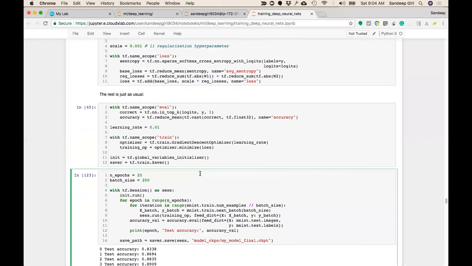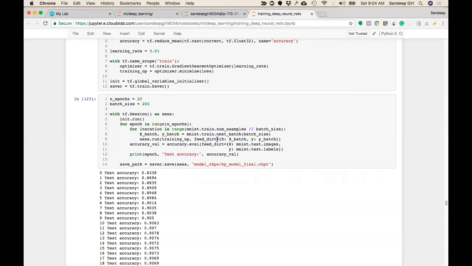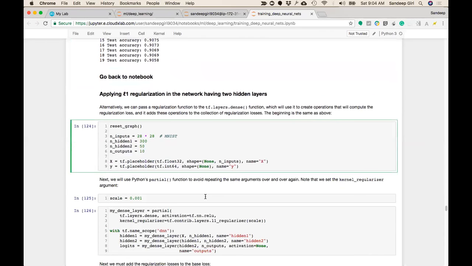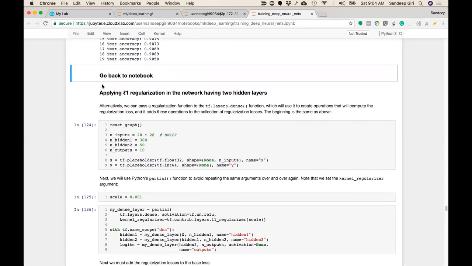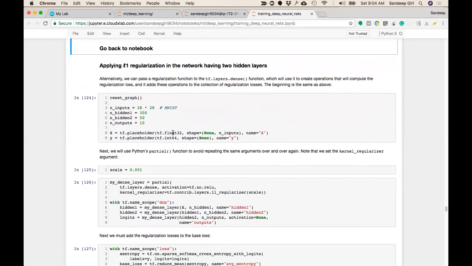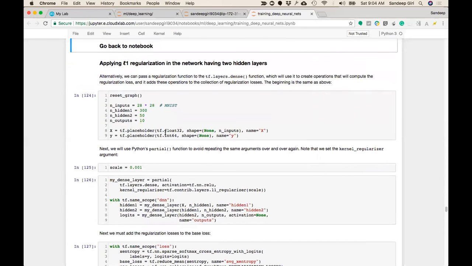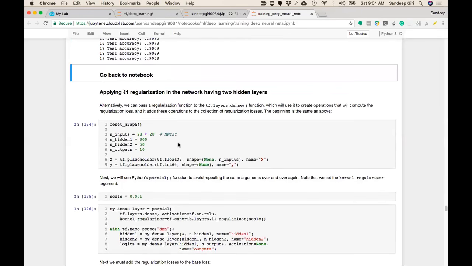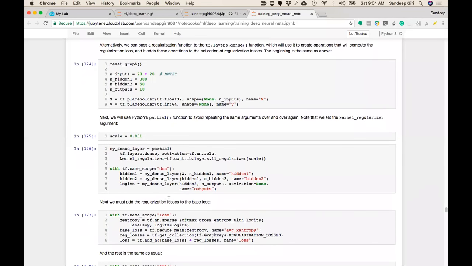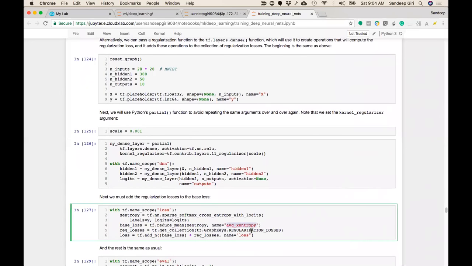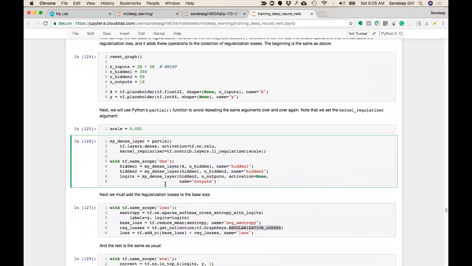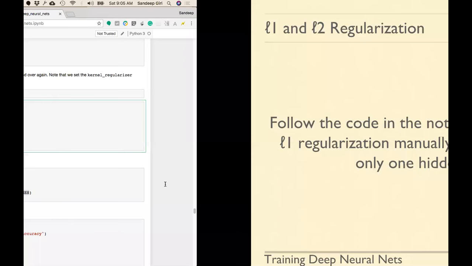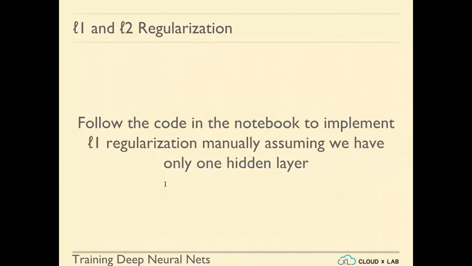This one is using L1 only. Similarly, if we want to apply regularization on two layers, we will have to find all the nodes having the losses. I'll show you this. I think this is covered here. I'll talk about it.